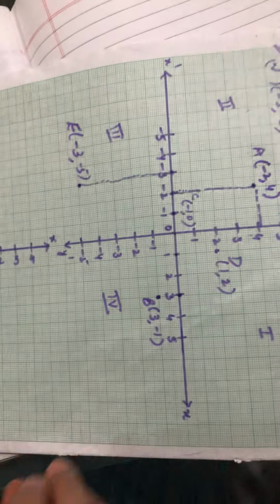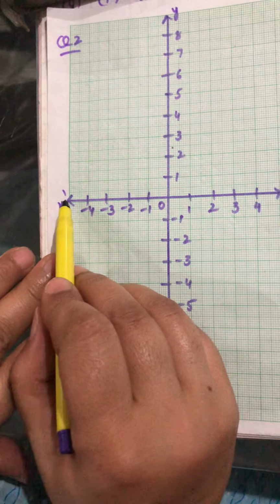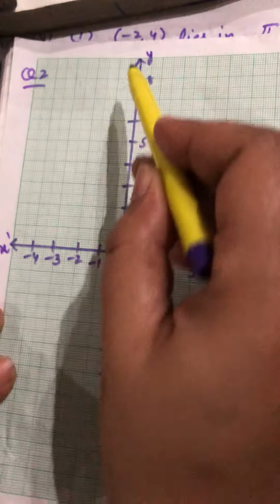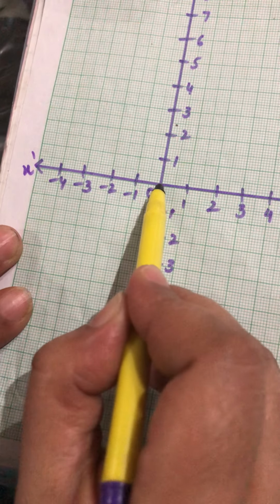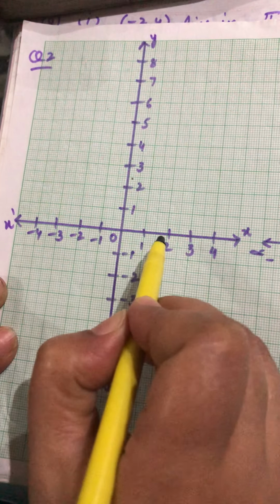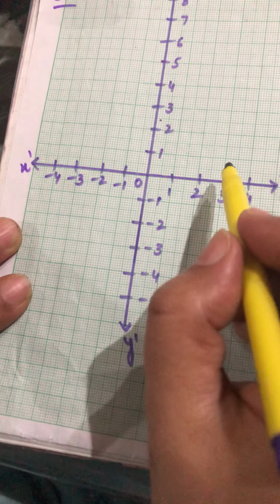Let us see. First, again draw a Cartesian plane: draw horizontal axis XOX dash and YOY dash as vertical axis, and this is the meeting point, the intersecting point, origin. Taking one unit as 1 centimeter, again take the numbers on these number lines.